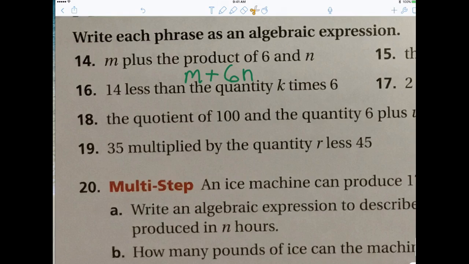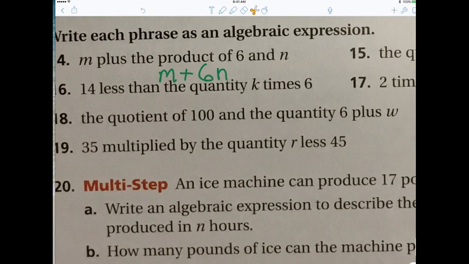All right, read it to me. 14 less than. Okay, we're going to do this now. "Less than" was the special case, remember? Less than or more than had to switch, right? So it's going to be what? It's either minus 14 or 14 minus. It's the subtract. Right. So here you're going to put minus 14.